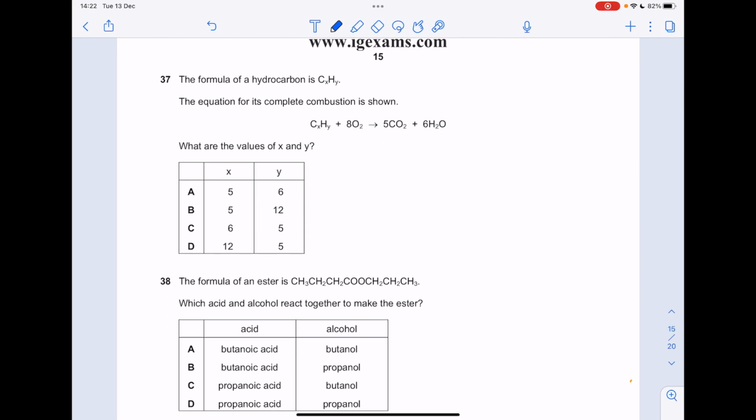The formula of a hydrocarbon is this. The equation for its complete combustion is shown. What are the values of X and Y? So have a look here. We have 5 carbon atoms. So we need a 5 there. And then we have 12 hydrogen atoms here, which means we need a 12 here. So it's 5 and 12, B.